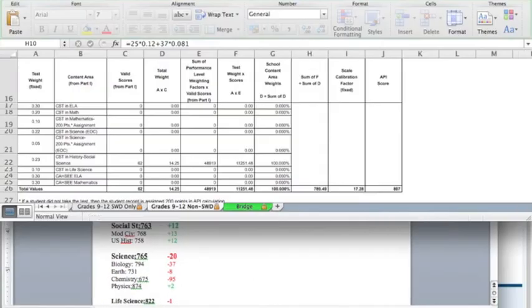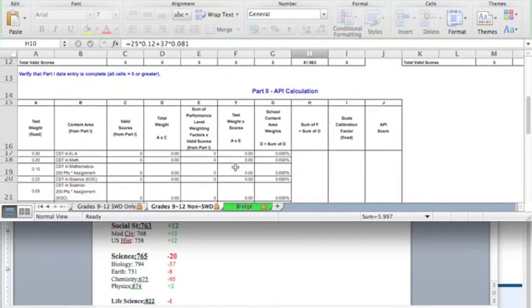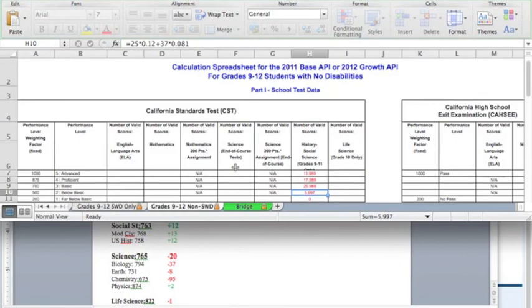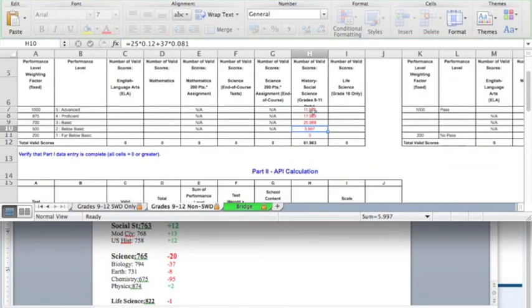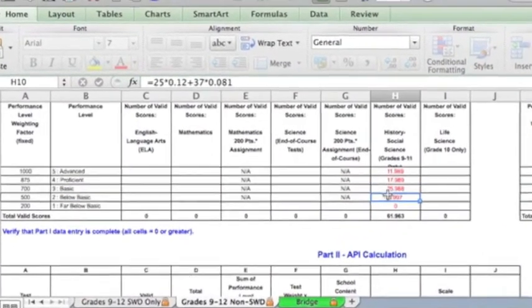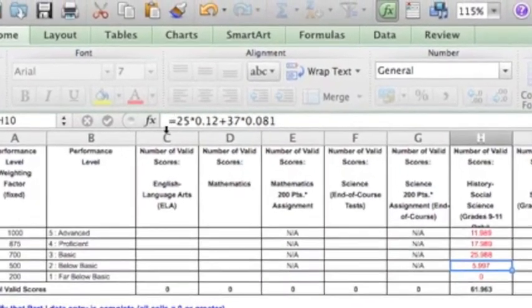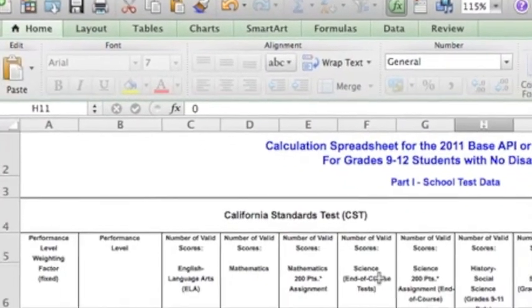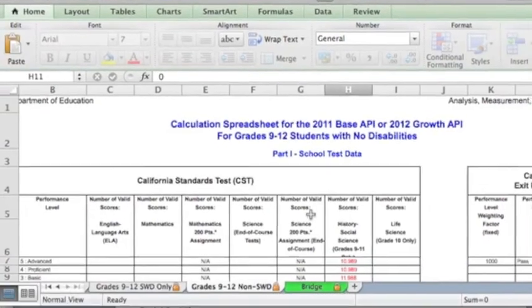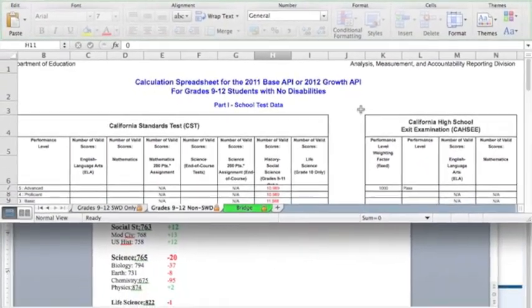So that is how you calculate your individual API. Again, you take your scores and you just basically punch them in here. If you think you messed up, the formula is actually listed right here. So that is how you look up your API for your individual classes. Thanks.